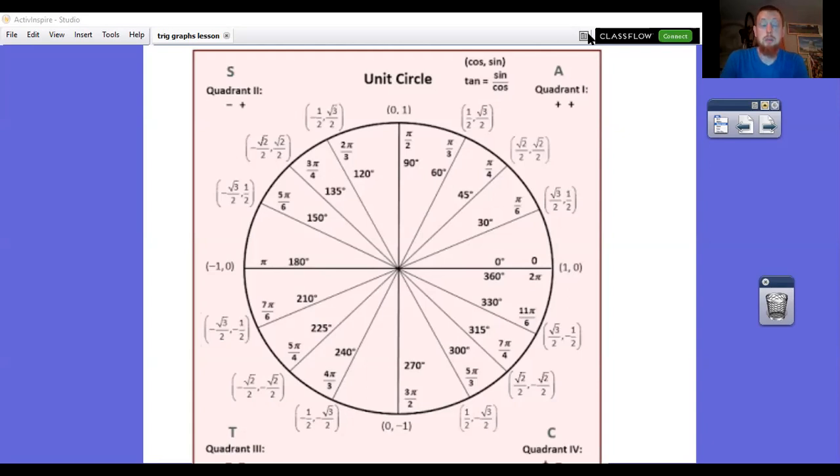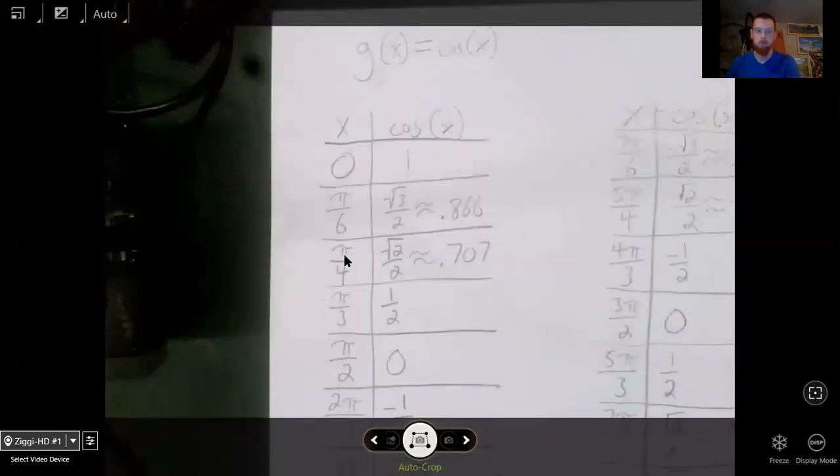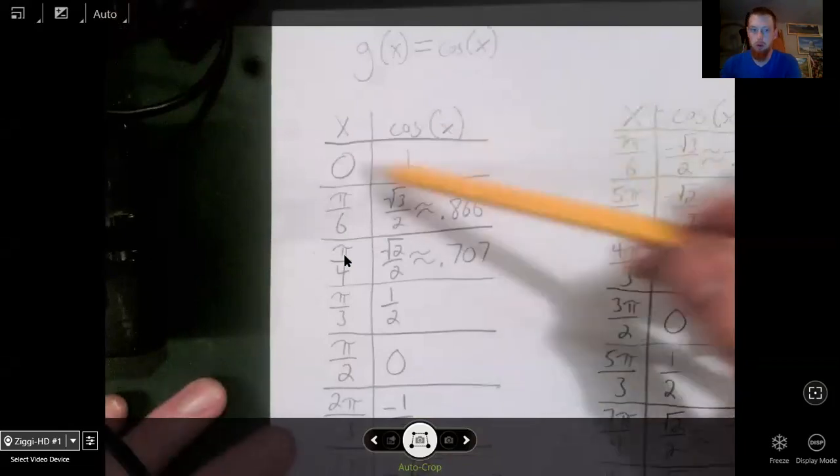And so that's going to be important to notice later on when we're trying to shift these functions and transform them horizontally along the x-axis. But that's an important thing to notice about the cosine function. It has a different starting point than the sine function. So let's look at what that looks like in a table. Here's a table for the trigonometric function g of x equals cosine of x. So starting point 0, 1.